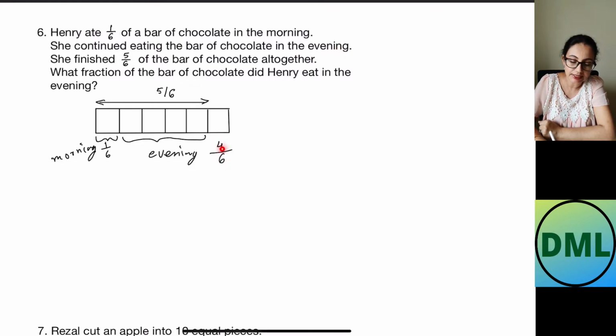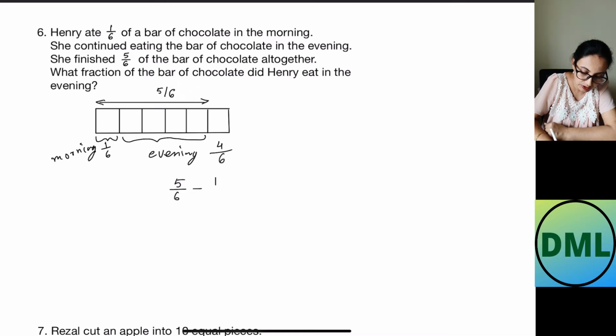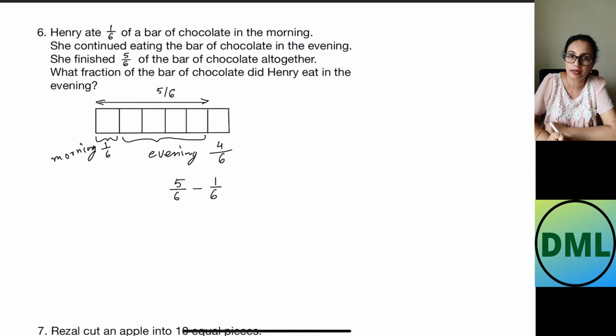How do I find this answer with a different type of calculation? Total how much did she eat altogether? 5 by 6, right? From this 5 by 6, I need to subtract which part? Only this part which she ate in the morning, which is 1 by 6. Let's write it down. So out of 5 by 6, which is the total, I need to subtract 1 by 6 to get the answer of how much she ate in the evening.